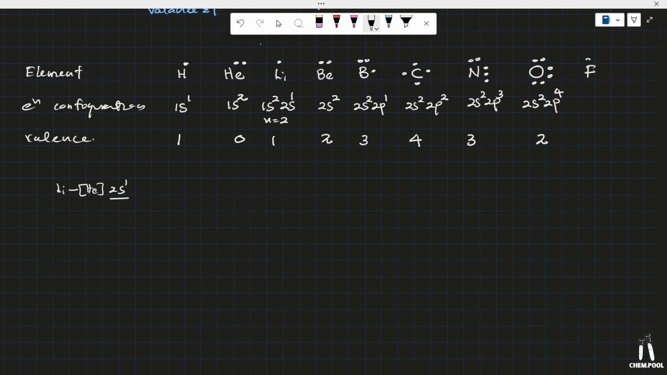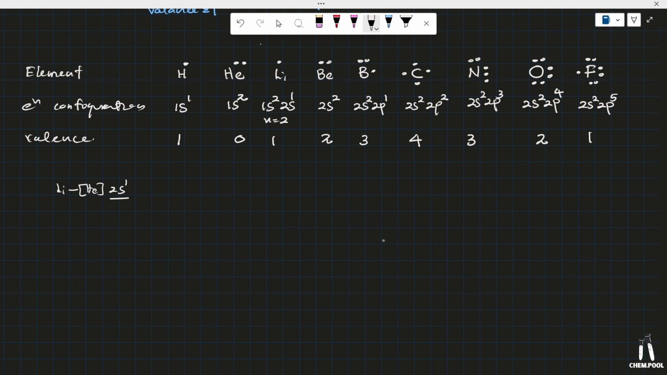Then for fluorine, here 2s2, 2p5, therefore it needs another 1 electron to obtain the octet, that means valence is 1. Or otherwise, fluorine shares 1 electron when it forms a bond with another element, therefore its valence is 1, right?